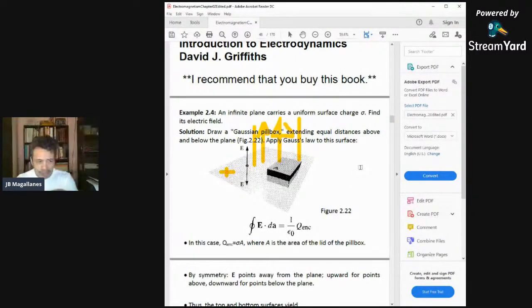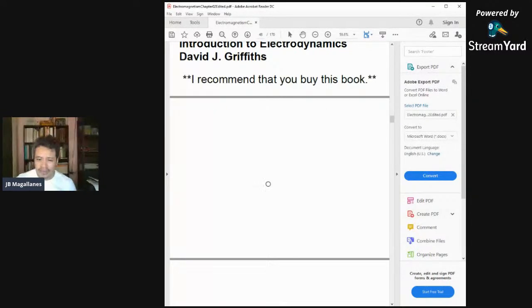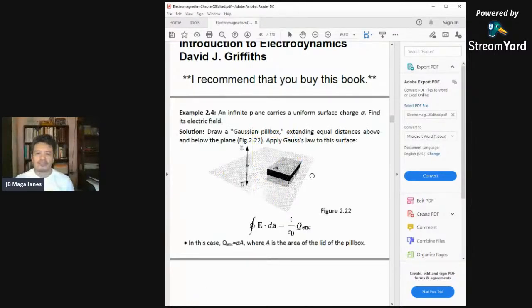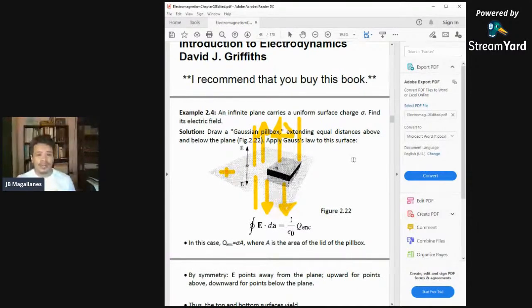And below the surface charge density, below the distribution of the charges, you also have fields going down. The fields are perpendicular to the surface charge density. So above it's going up and below it's going down. We assume that the surface charge density is positive, so the electric field spreads out of the positive charge. When it's negative charge, the electric field will converge to the charge.